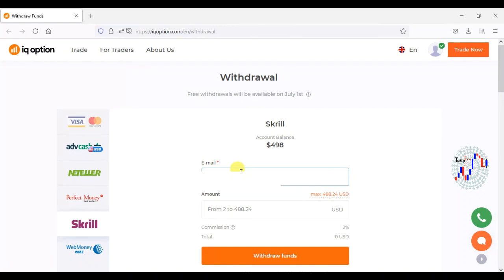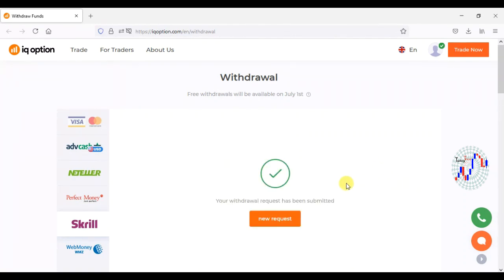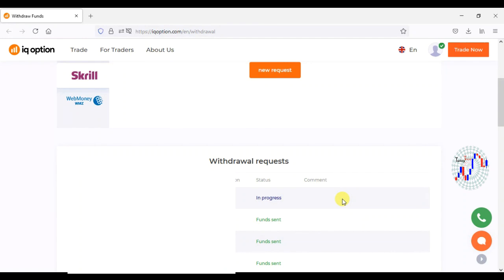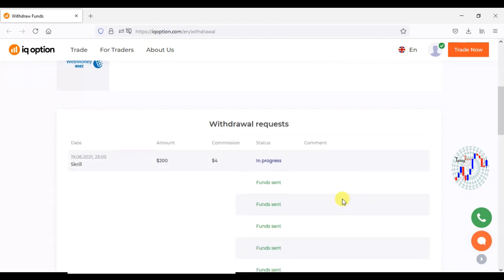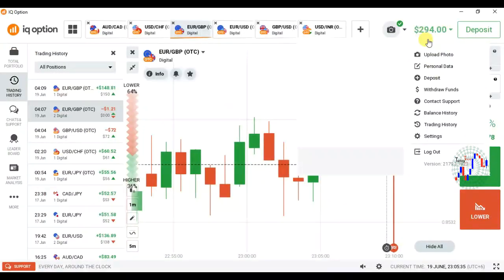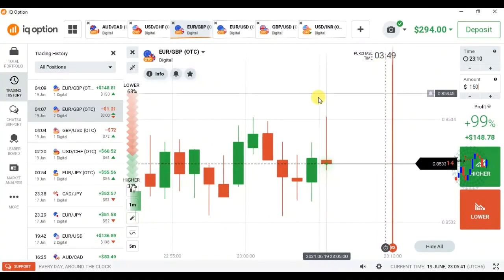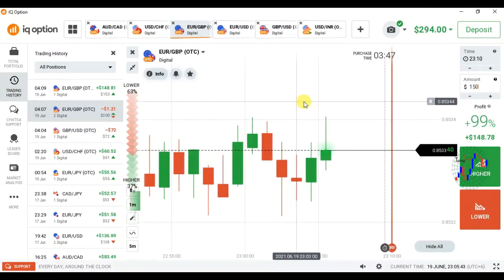Here you need to put your email ID and the amount you want to withdraw. Then click here. I have sent the request already. You can see, it's showing in progress and fund already sent. In the account history, you can see they already reduced the amount from here. So I hope you understand how to make a withdraw.